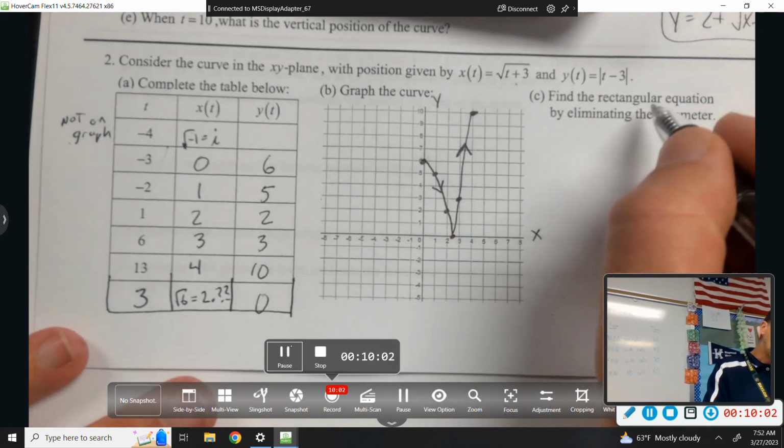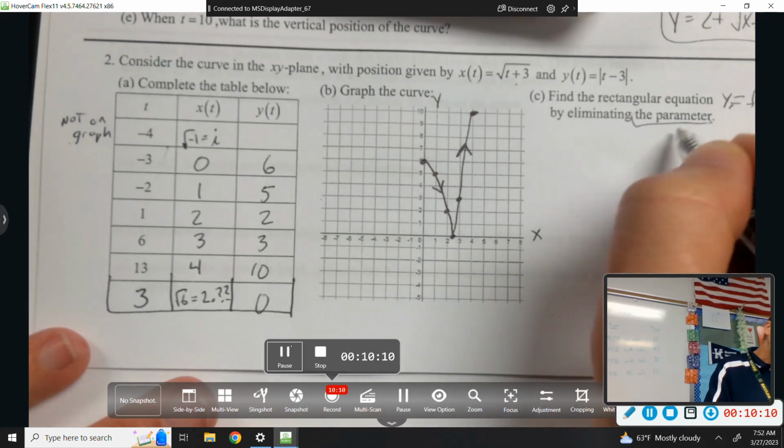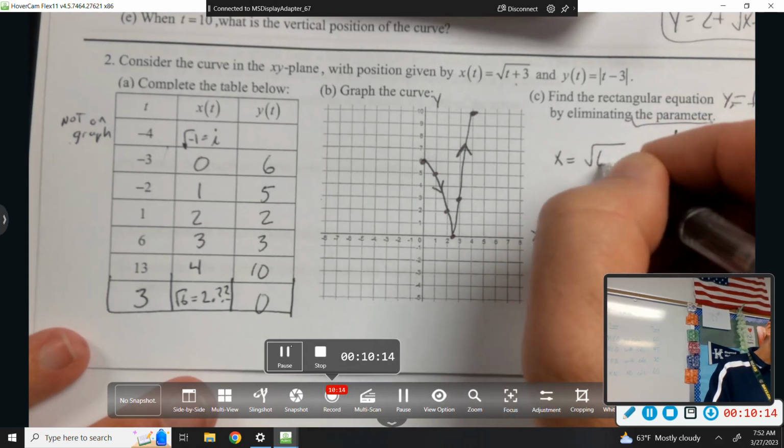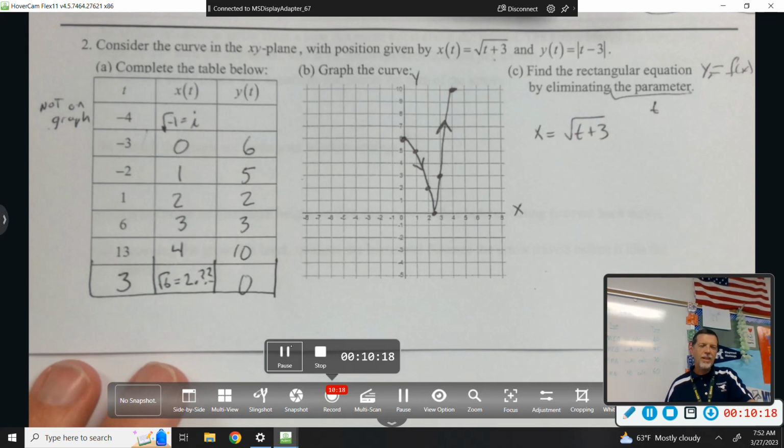Part C, find the rectangular equation. That means the y and x equation by eliminating t. And you almost always, I can't think of a time you don't want to. Start with the x equation, solve for t, plug that in the y equation.